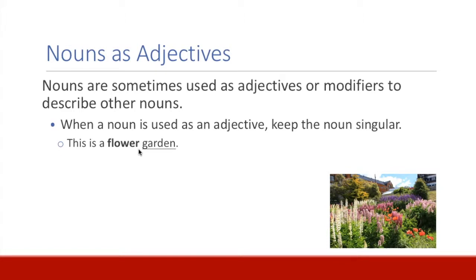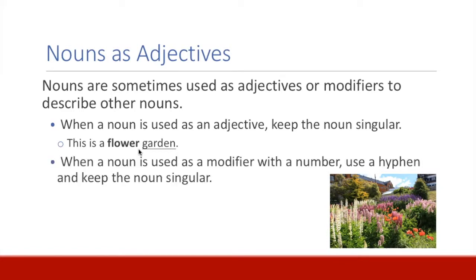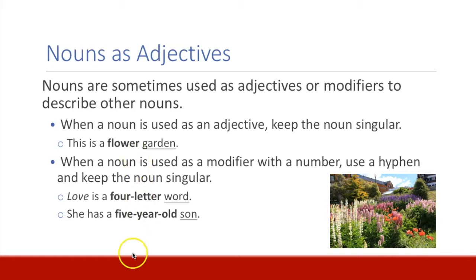That is incorrect. When a noun is used as a modifier with a number, use a hyphen and keep the noun singular. Here are some examples. Love is a 4-letter word. So here's an example of a noun that's being used as a modifier with a number, 4. So the number comes first, and then we have the hyphen, which is this dash here, and then the noun. And this is modifying another noun, word.